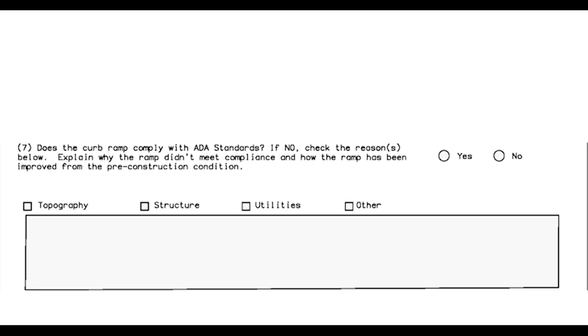Additionally, state what modifications were made to the curb ramp's pre-construction state to bring the curb ramp as close to ADA standards as logistics would allow. Check the box stating, I certify this curb ramp was built in substantial conformance to the plans and specifications. It is important to note that by checking this box, you are signing off that the ramp is compliant or as compliant as the situation can possibly allow.